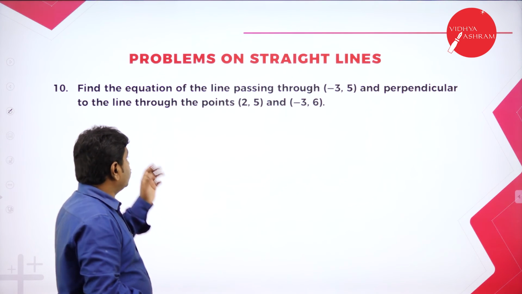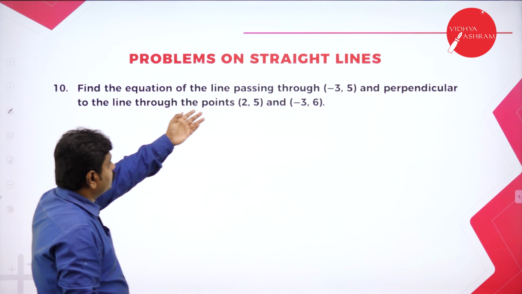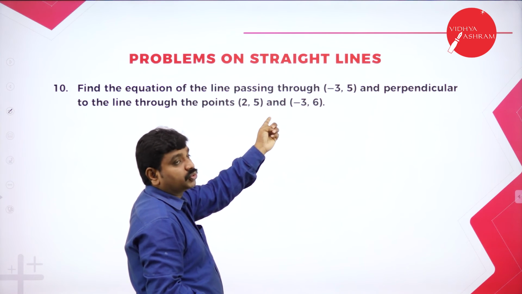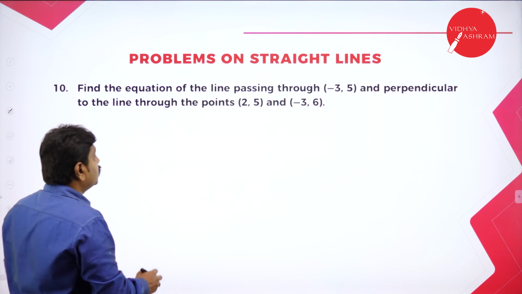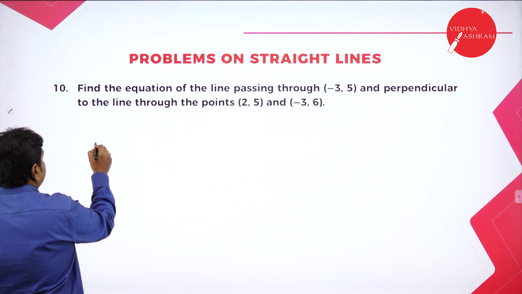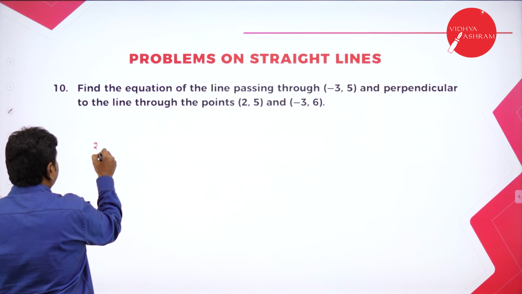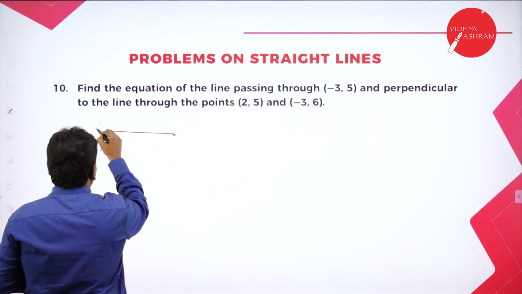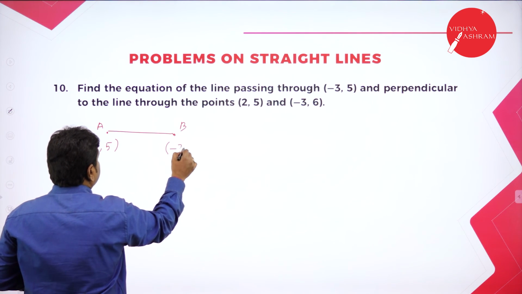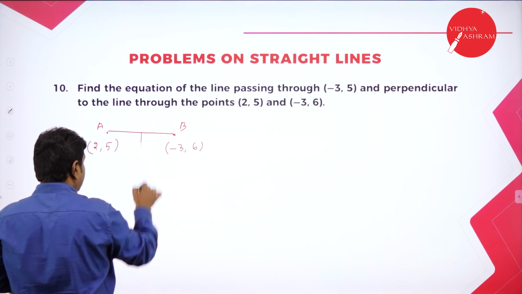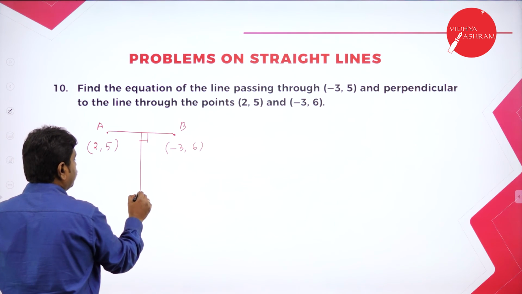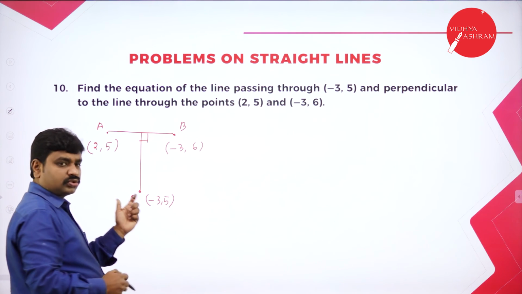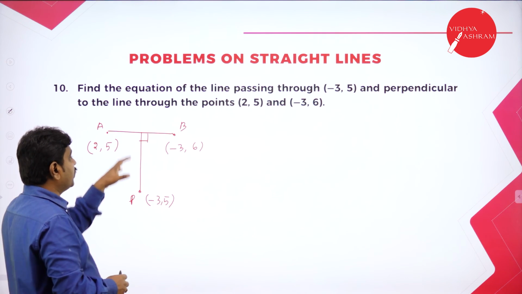And we'll go ahead with a new problem. Find the equation of the line passing through (-3, 5) and perpendicular to the line joining these two. So for the line joining, I'll take (2, 5) and another, I'll call this AB, (-3, 6), and I want a line perpendicular to it, passing through a point. What is the point? (-3, 5). So our line is passing through (-3, 5), but it's perpendicular to AB.